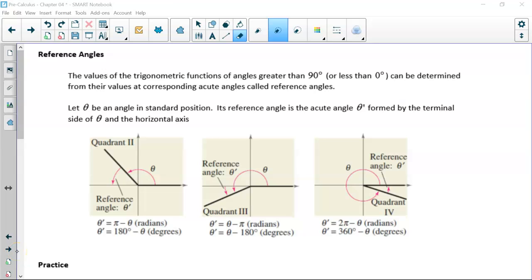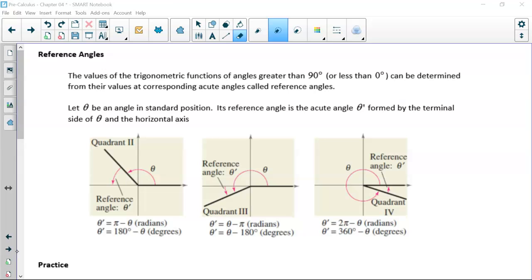Welcome back to section 4.4. We're going to be talking about reference angles today. And a reference angle, we label it as theta prime, that has a little tick mark next to it. That's the angle that's going to get us back to that x-axis, the quickest way.